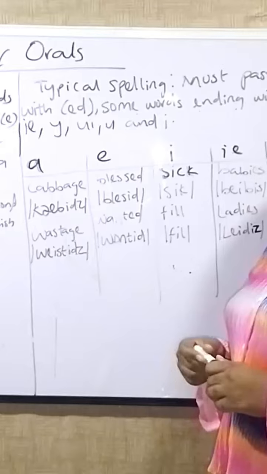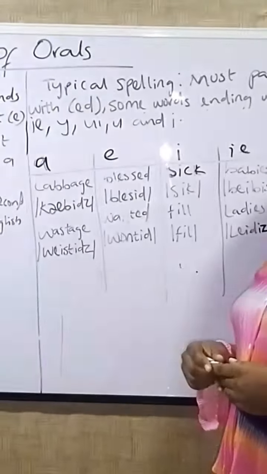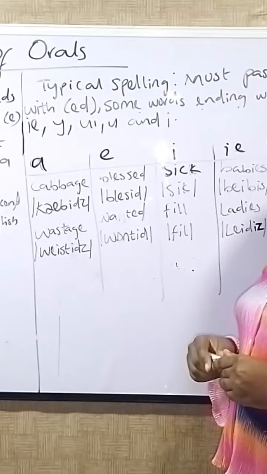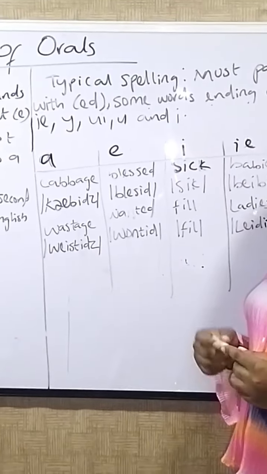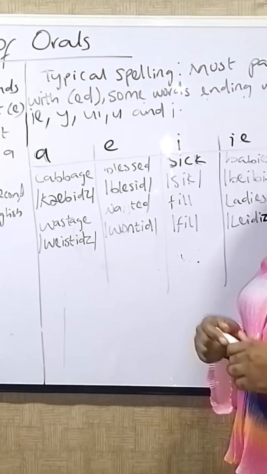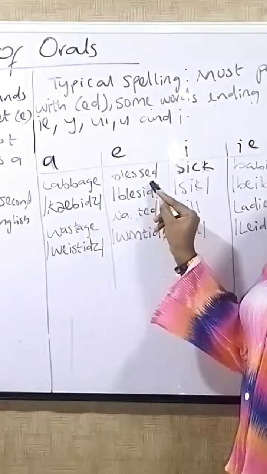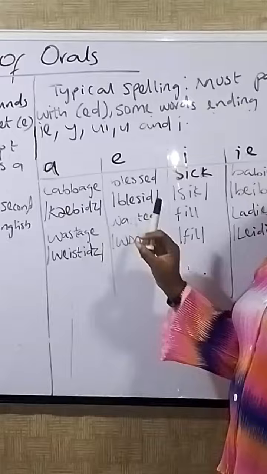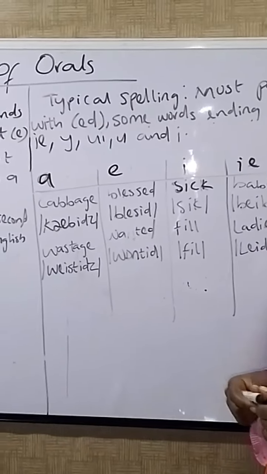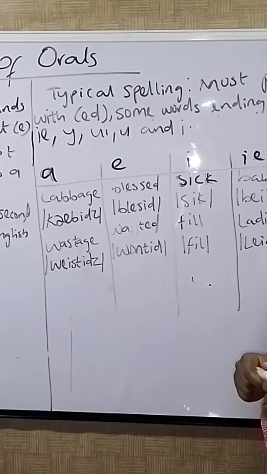In the previous class we talked about the E sound and the typical spellings for E sound. So today we are going to be talking about one of the typical spellings for E sound, which is letter E. We have blessed.